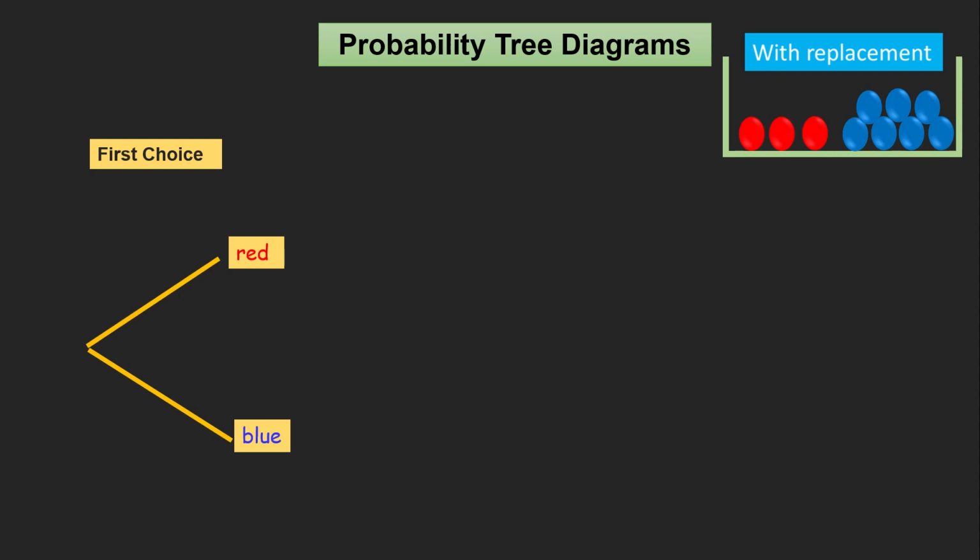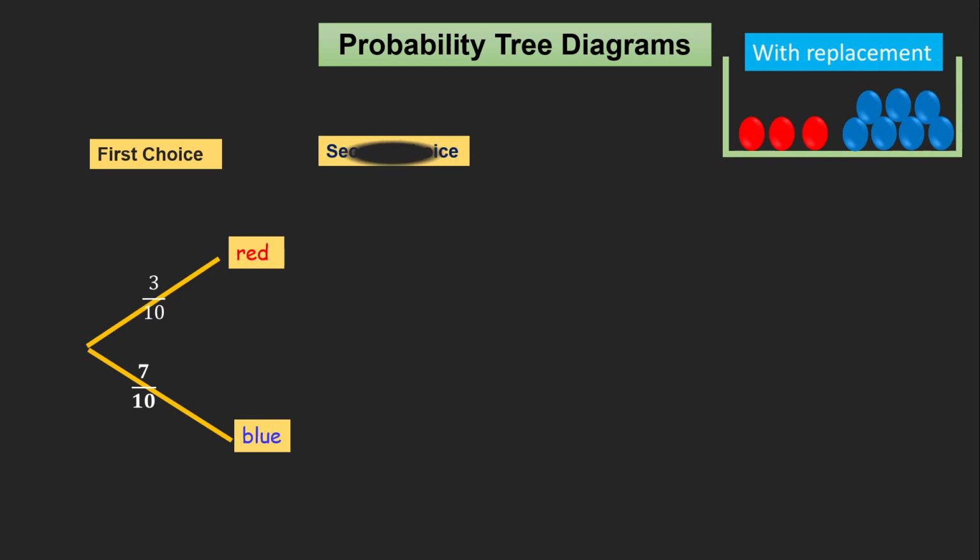What is the probability of red? There are 3 balls out of 10, therefore 3 over 10. Then blue, 7 over 10. Add these two probabilities, 3 over 10 plus 7 over 10, 10 over 10, that is 1. Yes, it should be always 1.